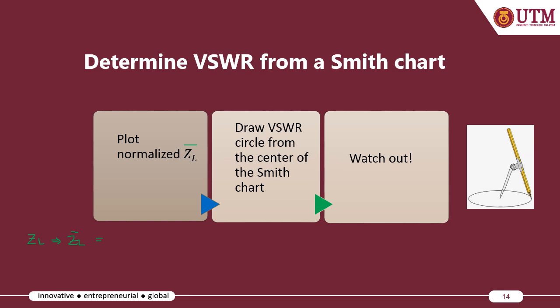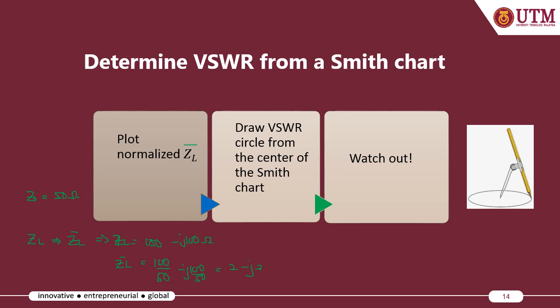For example, let's have your ZL equal to 100 minus j100 ohm. So again, your ZL bar equals 100 divided by Z0, assuming that your Z0, the characteristic impedance, equals 50 ohm. So 50 minus j100 divided by 50. So your ZL equals 2 minus j2. Okay, so you plot this point onto the Smith chart.